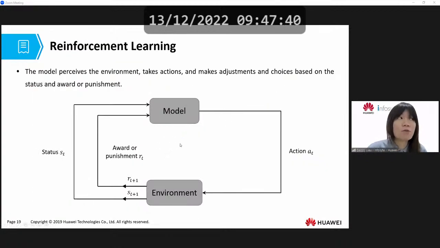And of course, lastly, we have reinforcement learning. The model will need to do some trial and error. The model will perceive the environment and the actions, and make adjustments and choices based on the reward or punishment that it gets from the environment. Just like us as humans, sometimes we are asked to do reverse parking. When we drive the car and reach the destination, we have to do reverse parking to park the car, isn't it?